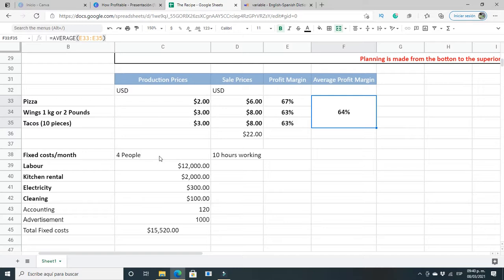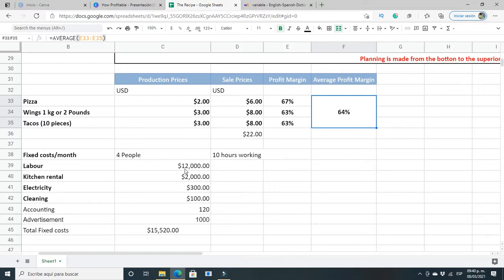We're going to assume that we're going to hire 4 people, or work with 4 different persons that are going to prepare the different dishes, and a schedule of 10 hours per day working. It could be more or it could be less, or you can hire more people or not. It just depends on you.